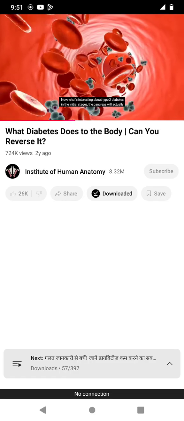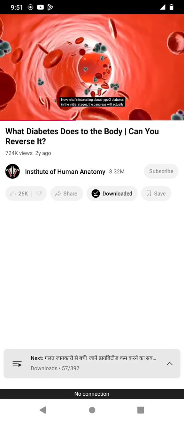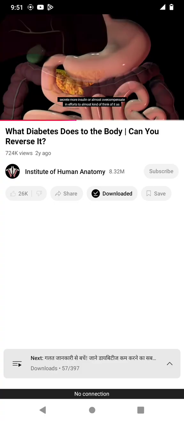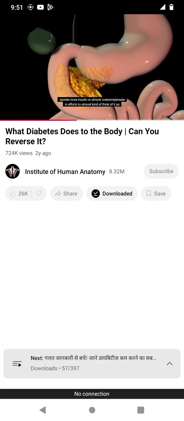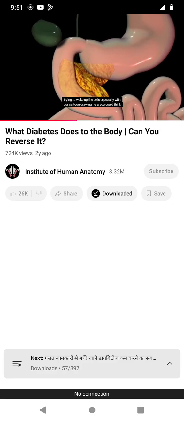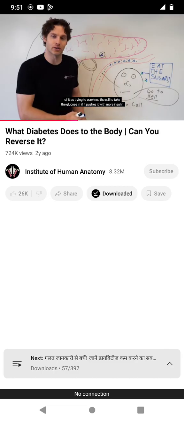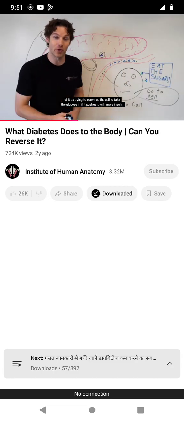Now, what's interesting about type 2 diabetes, in the initial stages, the pancreas will actually secrete more insulin or almost overcompensate, in efforts to, you could think of it as trying to wake up the cells, especially with our cartoon drawing here. You could think of it as trying to convince the cell to take the glucose in if it pushes it with more insulin.